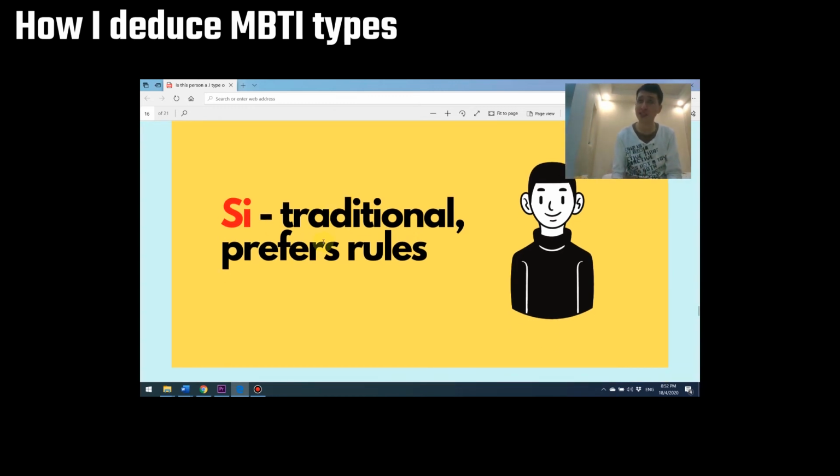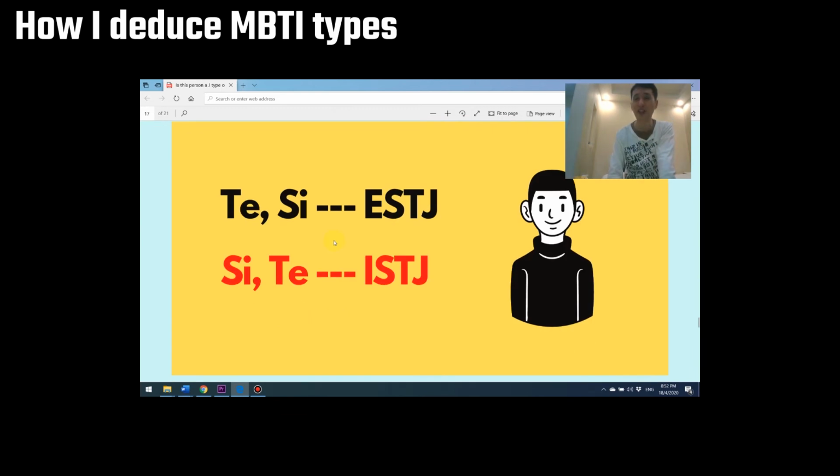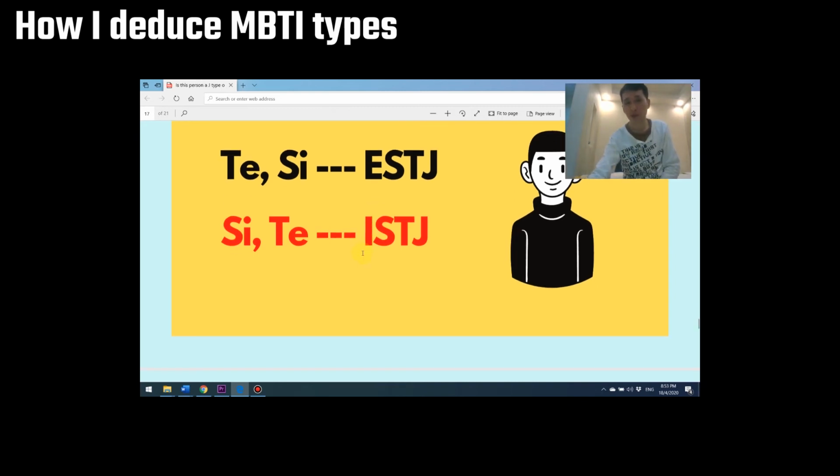However, John prefers rules. He needs rules in order to function well. He is also a very traditional type of person. Generally, he doesn't try to come up with new ideas, and from there I can deduce that John's introverted function should be SI, introverted sensing. Next, because I've figured out that John has TE and SI, being a TE and SI user, John can either be ESTJ or ISTJ. So now I have to figure out whether John is an introvert or an extrovert.